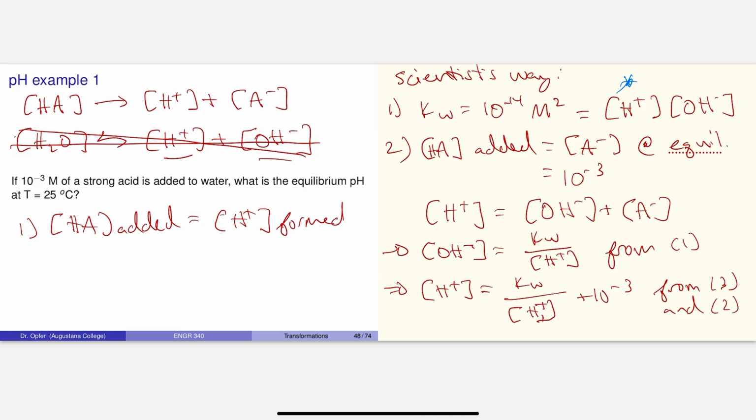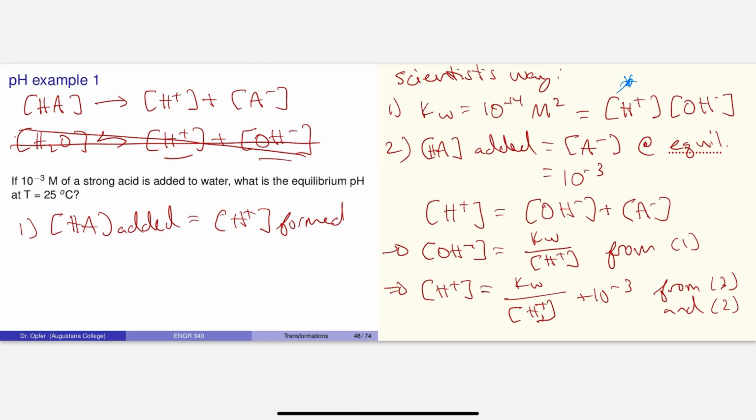Because remember, this is all about changes. The only place I'm adding in A minus is in the strong acid, so I can make this relationship. I couldn't say that HA added equals H plus there because I also was counting H plus from the water, right?